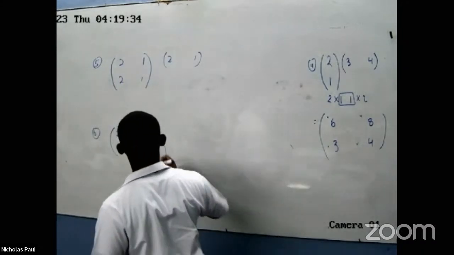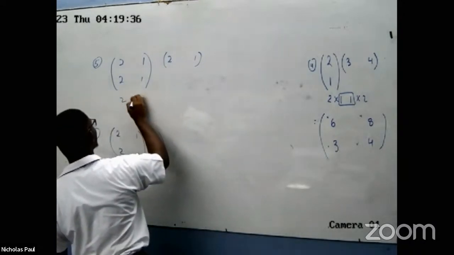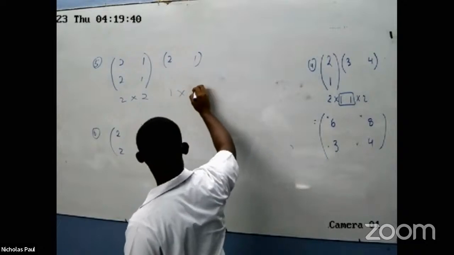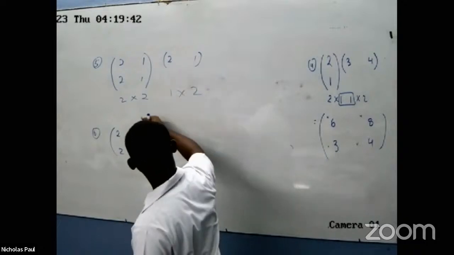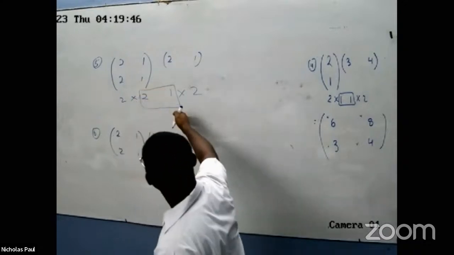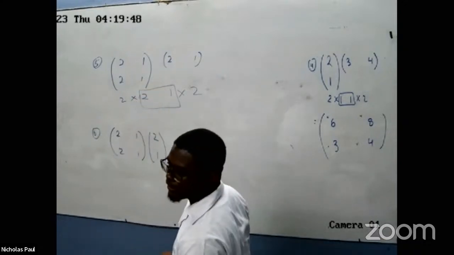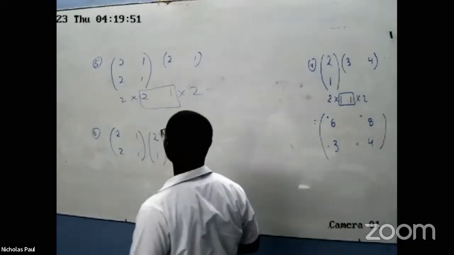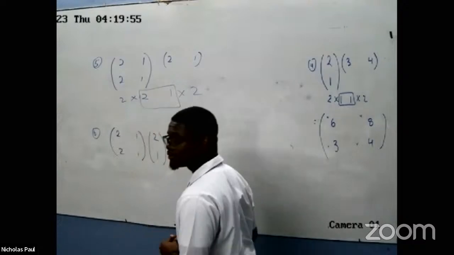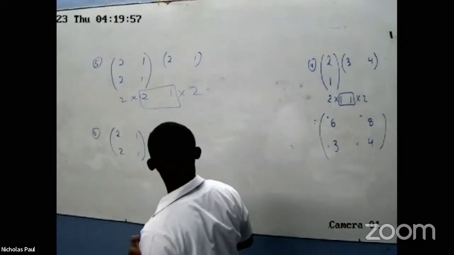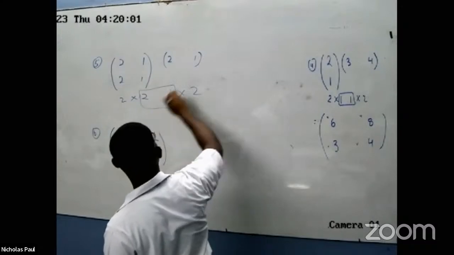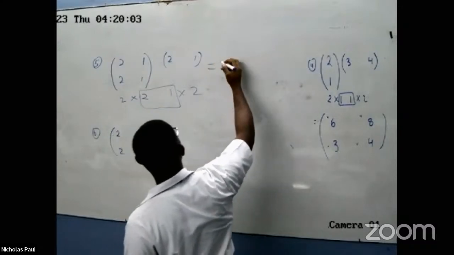Well, this is because this is 2 rows by 2 columns. This is 1 row by 2 columns. Because these are not equal, you can't multiply. To be honest, I have no idea, I just learned it like this. You can't multiply, you just say undefined.